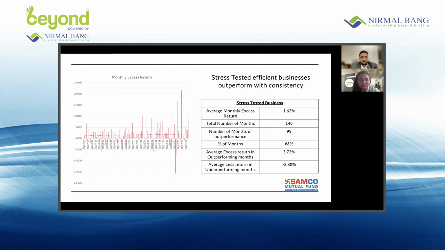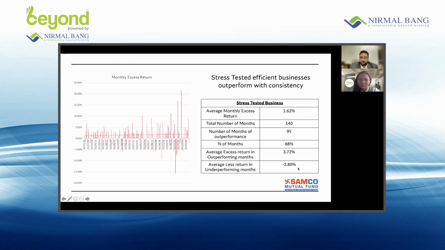the backtested result for the portfolio since January 2010, and this is on a monthly basis. So now, if you see broadly, the outperformance of these businesses has come in. Out of 140 months, if you take the monthly periods, in 95 months these businesses have outperformed. They have underperformed in the balance 45 periods. But the key is, when they have outperformed, it is by a margin of 3.72%.